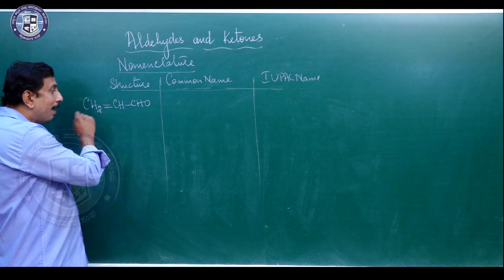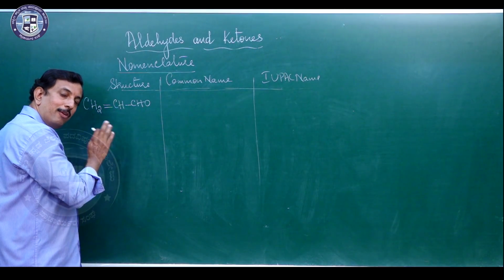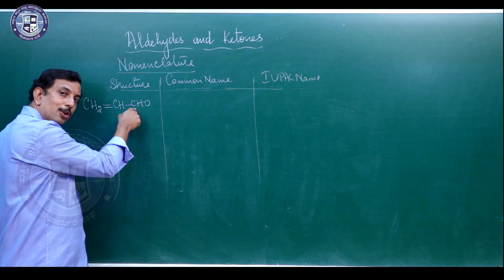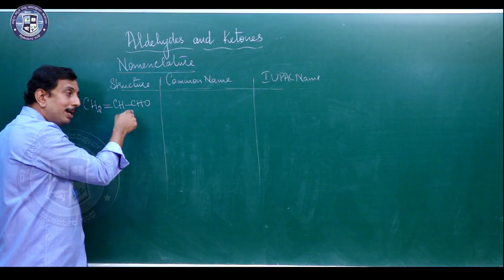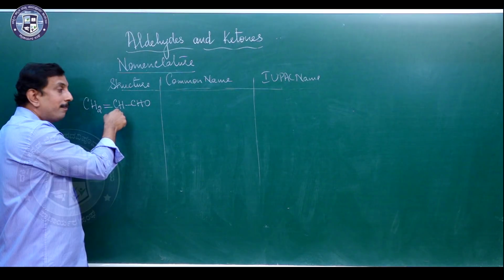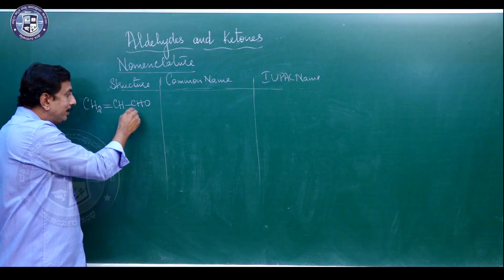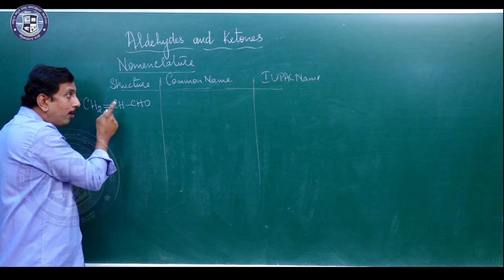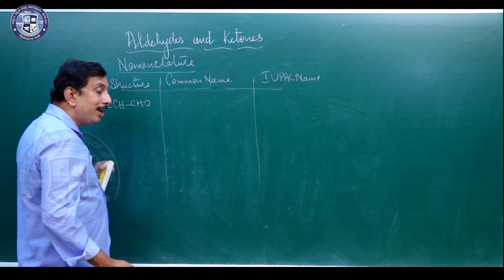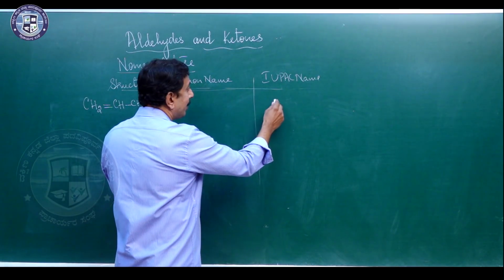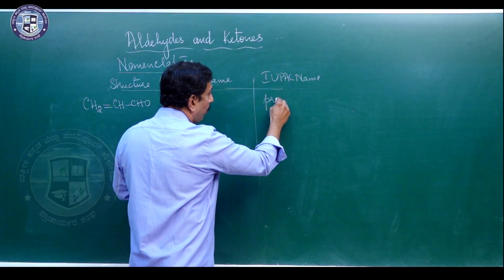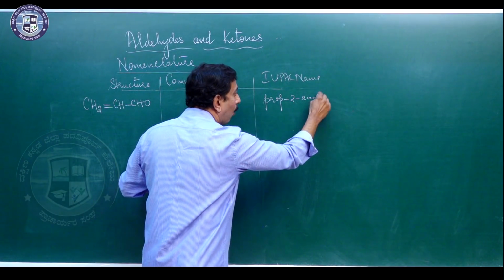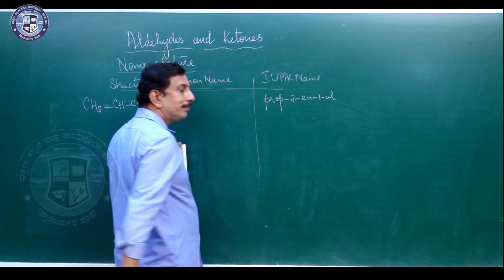Then you have to number the carbon chain in the same way, by following the rules, so that the carbon atom which has the functional group is considered the lowest number. The next number is given to the carbon from where the double bond starts. Therefore, 1, 2, 3. If I want to name this compound in the IUPAC system, then it is 3 carbon, so it is prop-2-en-1-al.